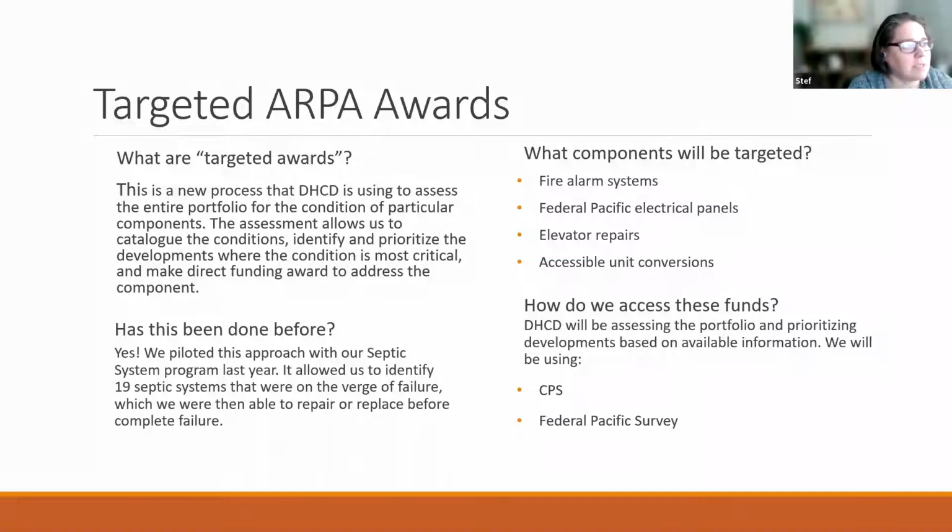And then we're using the same process to really do an assessment of our fire alarm systems and our Federal Pacific panels. We had hoped to have enough to also do some elevator repairs and some accessible unit conversions. Unfortunately, when we did the analysis, the amount of repair necessary for the most high-risk fire alarm systems also required thorough electrical overhauls. And so we found that we really needed a lot of our funding to address that issue. We were able to identify a couple of accessible unit conversions, but most of the funds are going towards the fire alarm systems and Federal Pacific panels.